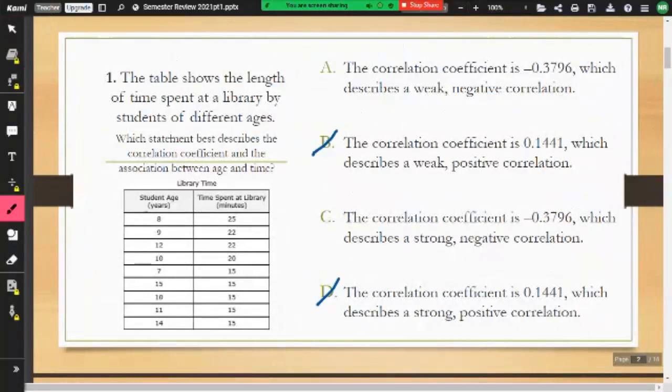Now, negative 0.37, is that weak or strong? It's weak, so the answer would have been A. That one's easy peasy.